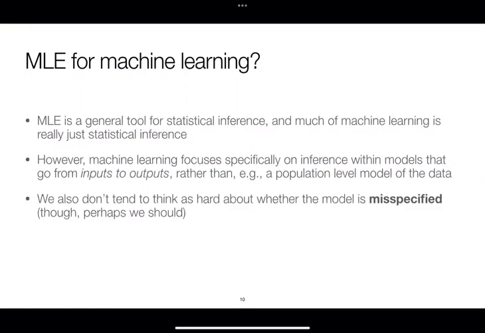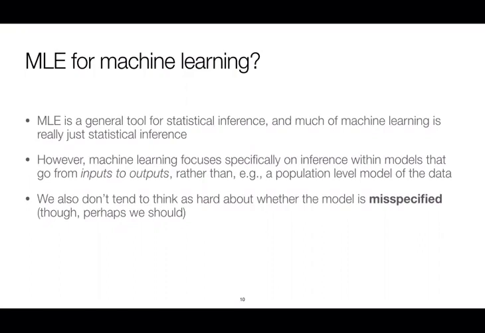We also, in machine learning, don't tend to think as hard about whether or not the model is misspecified, although maybe we should. So what does misspecified mean? Remember on a previous slide, I said that we're going to assume there's some setting of the parameters that actually generated our data. There's some linear relationship between my inputs and my outputs, and all I'm trying to do is recover what that relationship is through this framework of MLE.